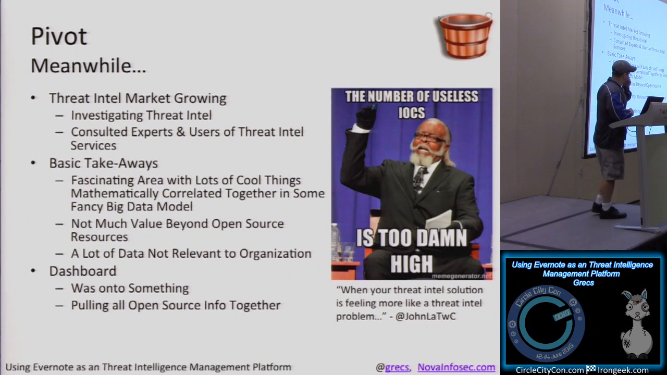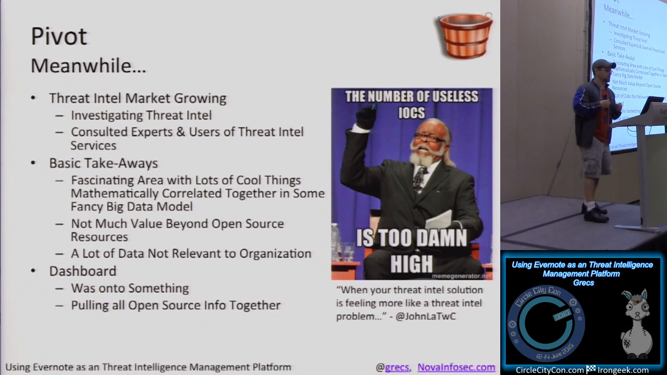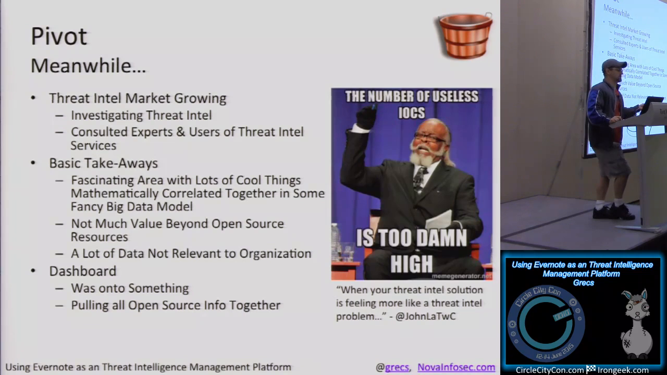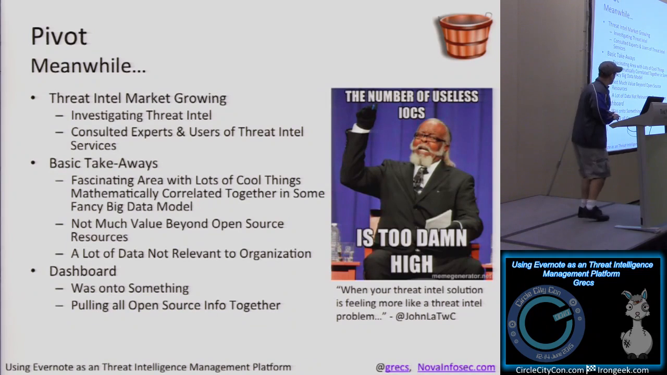Because a lot of the threat intel services, they're giving you all the data, but is any of that data relevant? Instead of being overwhelmed with IDS alerts, right? It's the same philosophy. Now I'm overwhelmed with threat intel, like IPs or hosts or whatever.